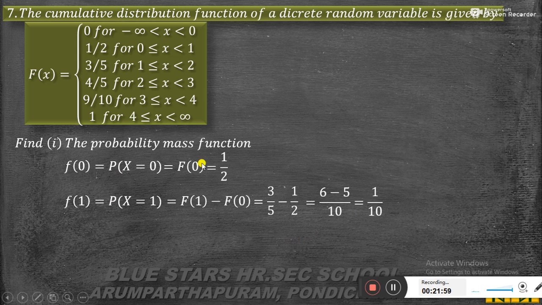So here f of 0 equals 1 by 2. This is the answer, because for f of 0 we take 1 by 2 minus 0, which is 1 by 2. For f of 1, we write f of 1 minus f of 0, that means 3 by 5 minus 1 by 2, that means 6 minus 5 by 10, that means 1 by 10. This is the answer.